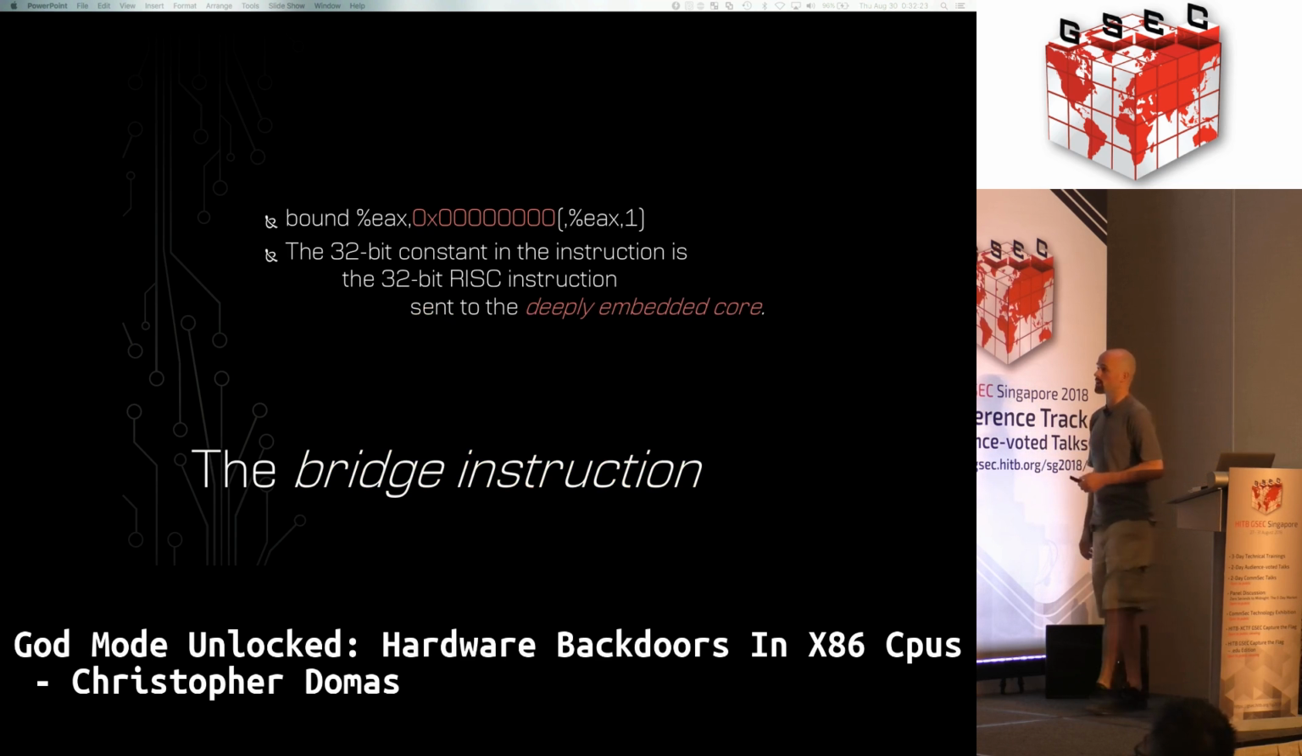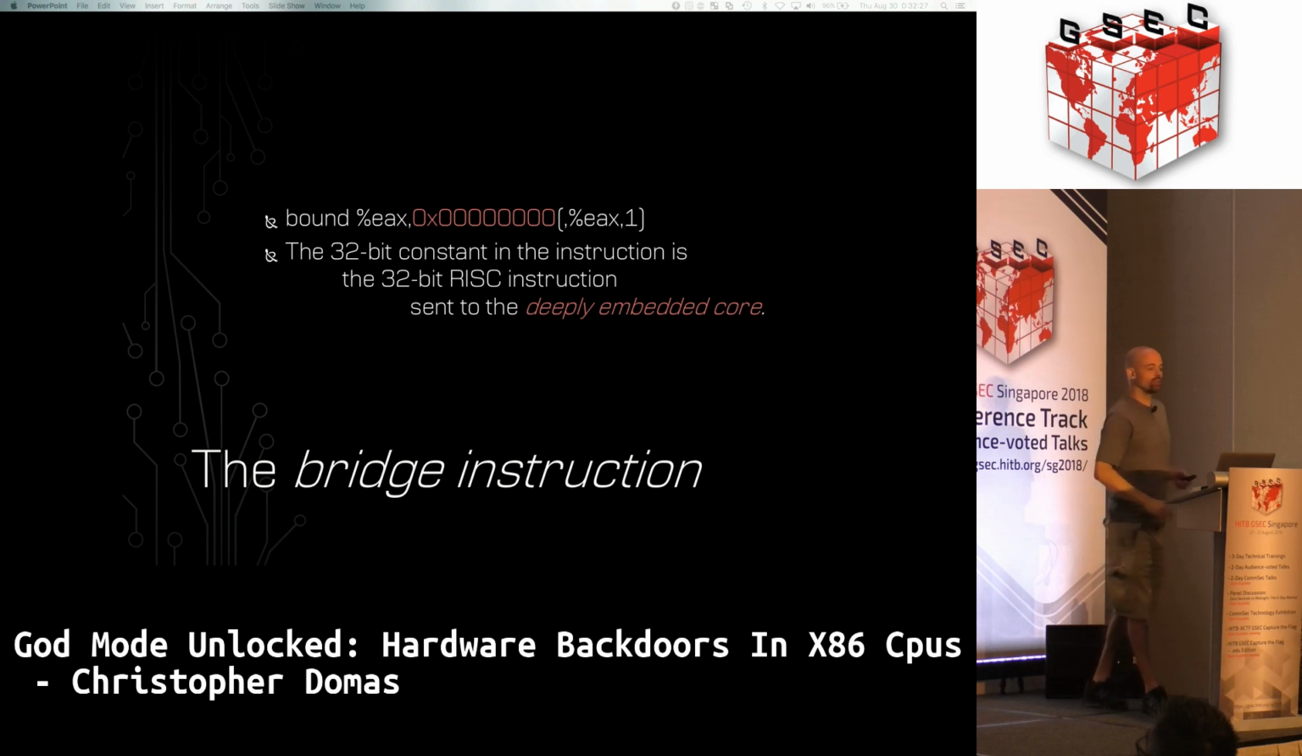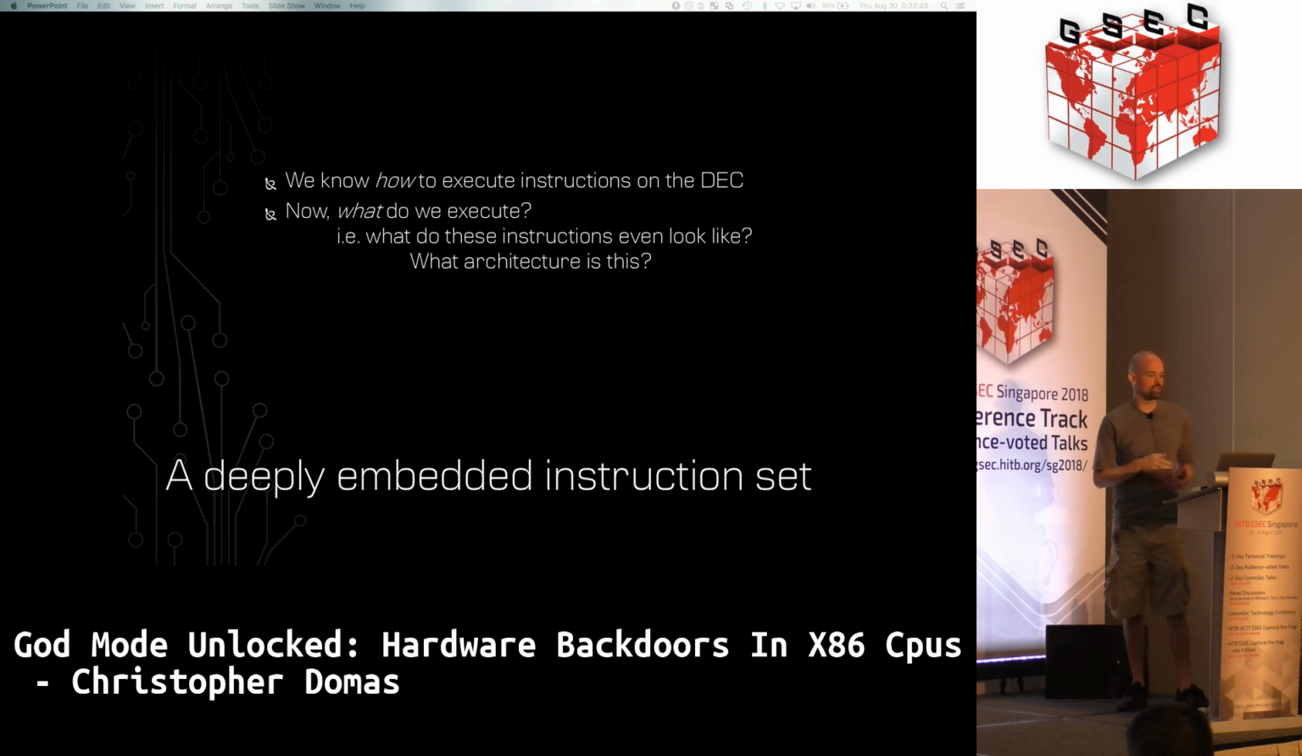And then there's this middle part of the instruction, this 32-bit value here. It turns out that that 32-bit value used in the bound instruction is the RISC instruction that is going to be sent over to that RISC core. And that's a pretty easy thing to check. Basically, just try out different 32-bit values here. You'll see that some of them always lock the system and some of them never lock the system, which is a pretty good indicator that that 32-bit value is actually the RISC instruction that's being sent over to the deeply embedded core. So now we're to the point where we know how to execute instructions on the deeply embedded core.